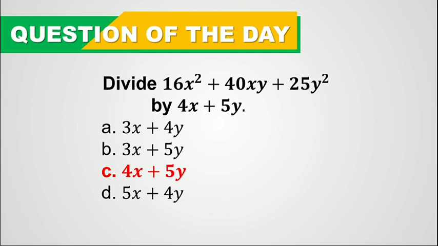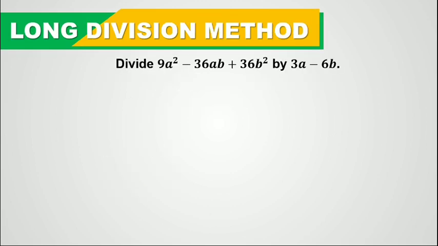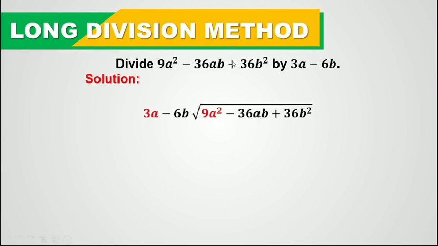Alright? Now let's have more examples for you to understand this method better. What if we're going to divide 9a squared minus 36ab plus 36b squared by 3a minus 6b? Again, we're going to write the dividend inside of the division symbol and the divisor outside. And then we divide the first term of the dividend by the first term of the divisor. So 9a squared divided by 3a, that's 3a.